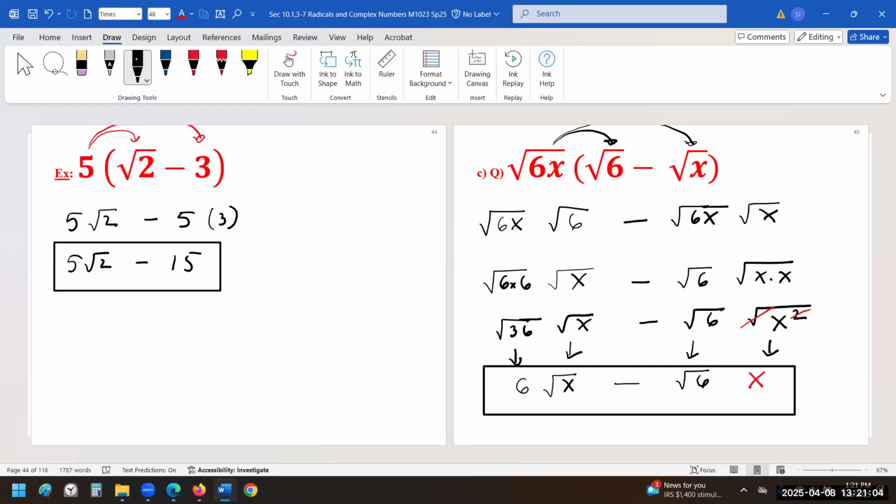The directions are multiply and simplify. So we multiplied here, but when you multiply, we see two scenarios. One has a number and a variable and one has a number. So just like before, when you multiply numbers and variables, you multiply the numbers and multiply the variables and simplify them separately. So when you multiply the numbers, we get 6 out. When you multiply the variables, you get x out.